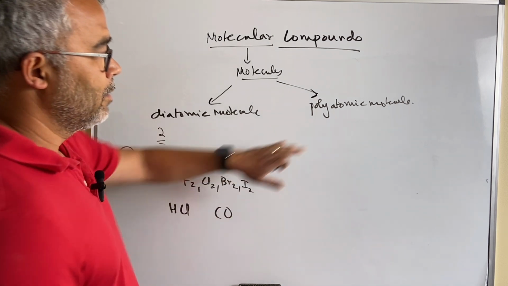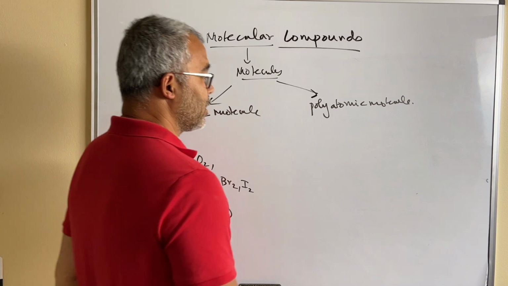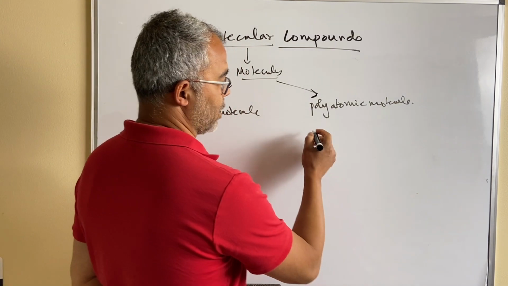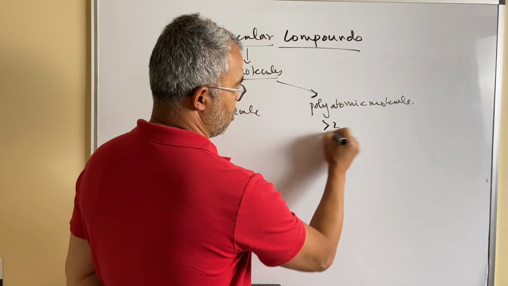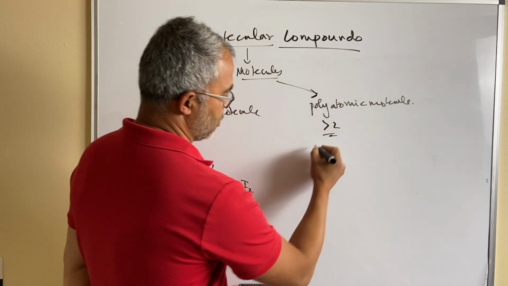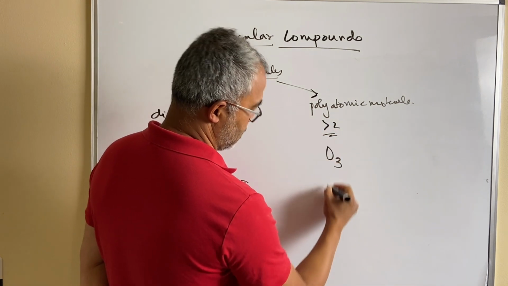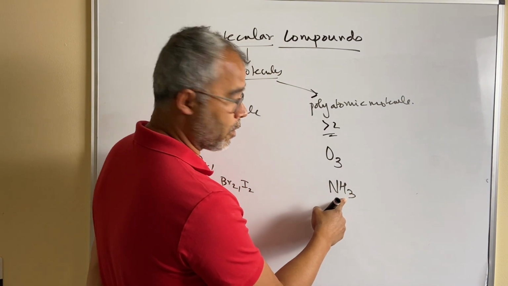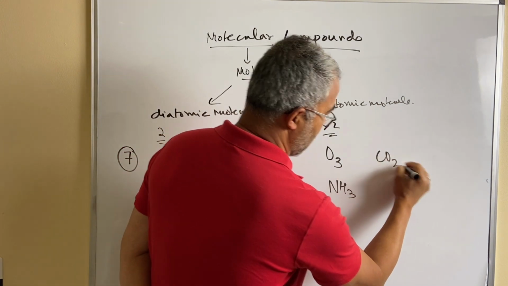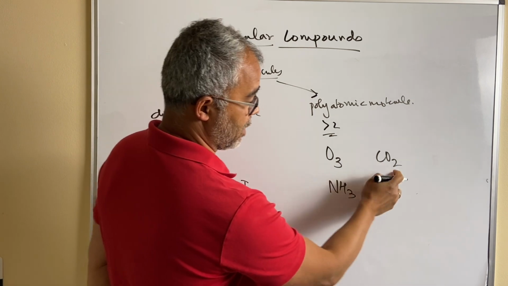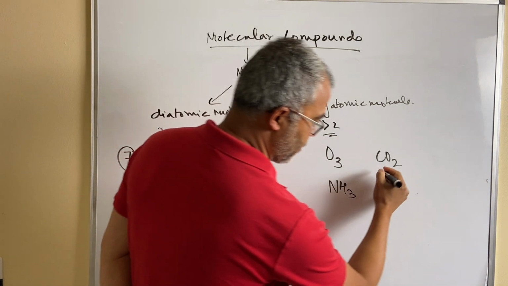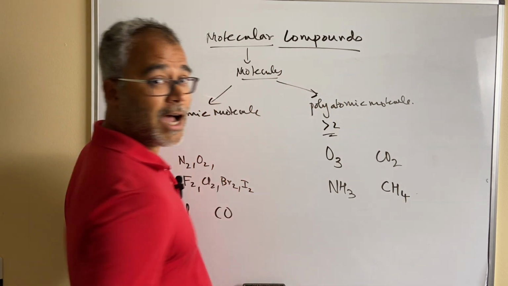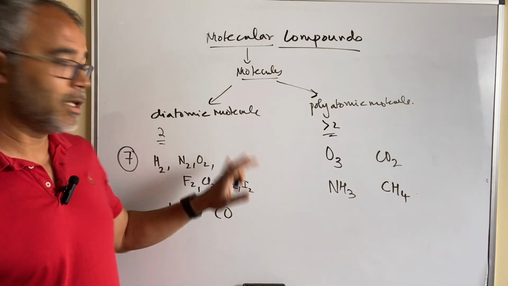When you talk about polyatomic molecules, they are made up of more than 2 atoms. So greater than 2. That would be, let's say, ozone. You could have NH3. So see, 1 and 3, 4, right? How about carbon dioxide? 1 and 2 is 3. What about methane? CH4. 1 and 4 is 5. So those were the examples.